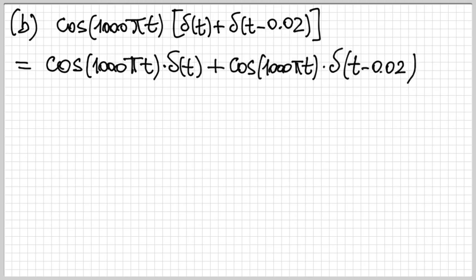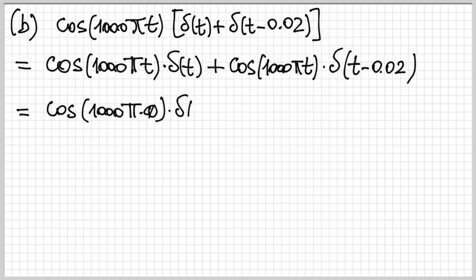Now we're going to use the sampling property of the impulse delta of t, which says that when we multiply a signal by a delta, the result is going to be the same delta times the value of the signal where the delta is positioned. In this case, the first delta is positioned at t equals 0, and the second delta is positioned at t equals 0.02.